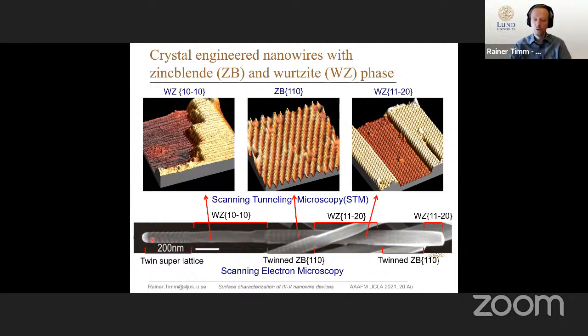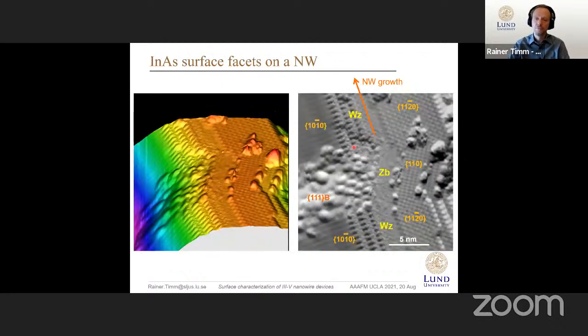And then we can go along such a wire with our STM tip. This example here is one of these hexagonal wurtzite 10-10 facet, over a cubic zinc blende 110 facet, which is well known from bulk structures, back to another type of wurtzite side surface, 11-20, here. And these surfaces have not been known before, because they are not stable in bulk for these materials. And maybe what is of special interest is then the interface between these different facets. As you can see here, this was the growth direction of a single nanowire here.